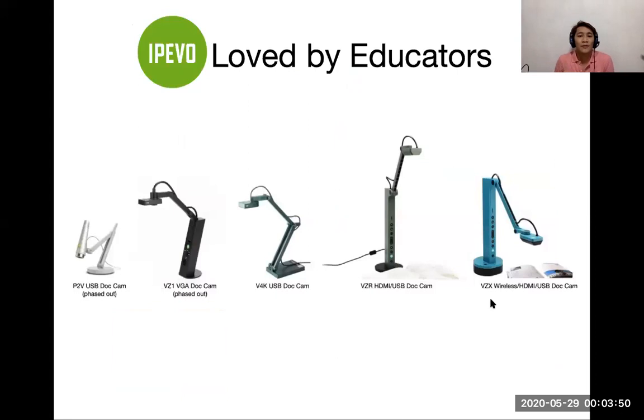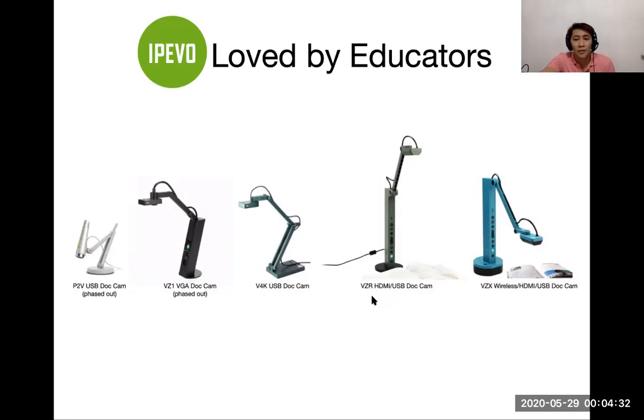We have the following models that are adored by educators. Starting from the far left, we have Point to View, the P2V USB document camera. Later on, we have VZ1. And currently we have these 3 models on the market. V4K is this device right here. It's an entry model with a USB cable, simply plug into your laptop or desktop and plug and play. Very easy to use. It's one of the most popular models right now, and it's actually sold out on Amazon. It's really good for remote teaching, remote learning, as well as remote working.